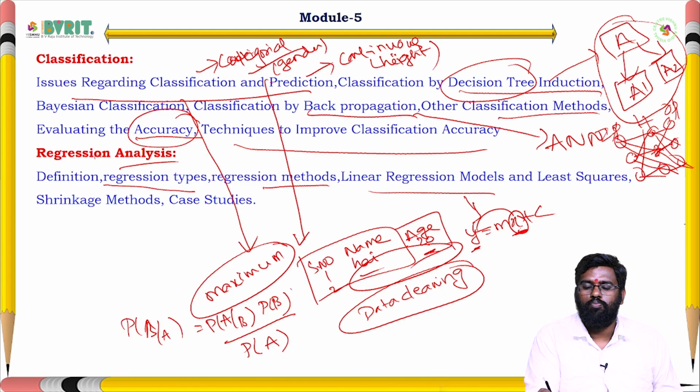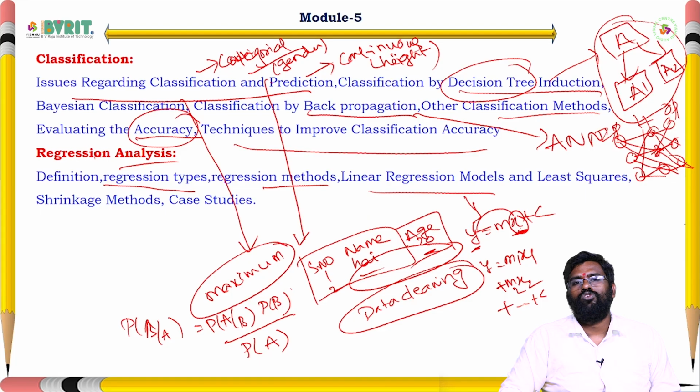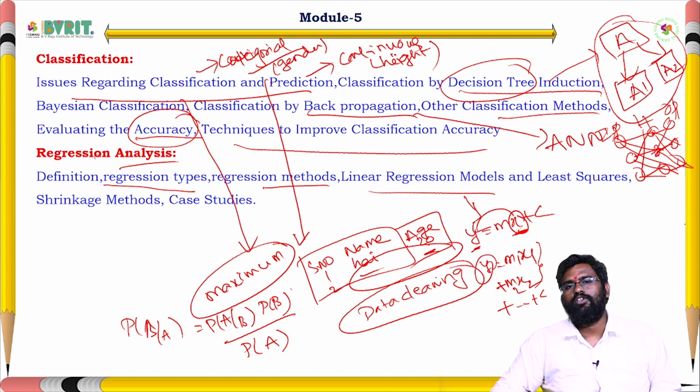Next, multiple linear regression means y is equal to m1 x1 plus m2 x2 and so on plus c. It is used to identify the given slope values with n number of independent values. Here x1, x2 and so on are the multiple independent variable values. Whenever we change all these values, the y value will change continuously. That is about multiple linear regression.